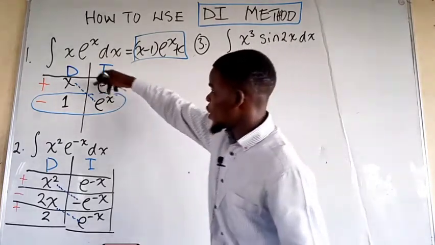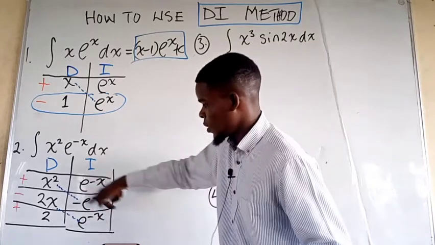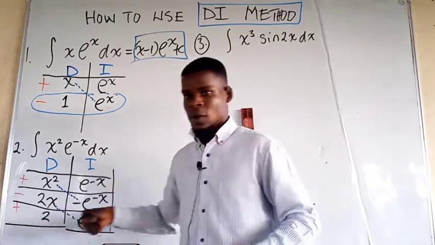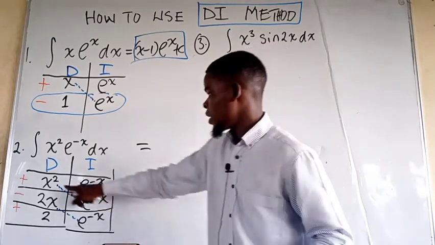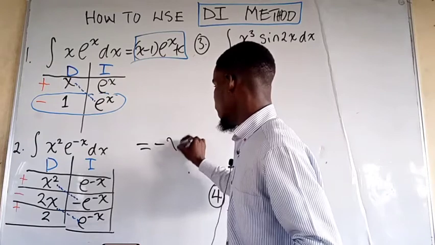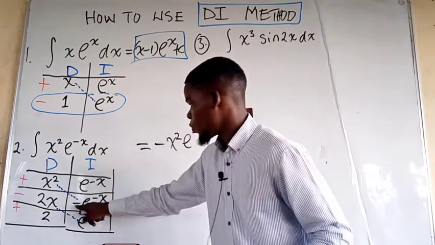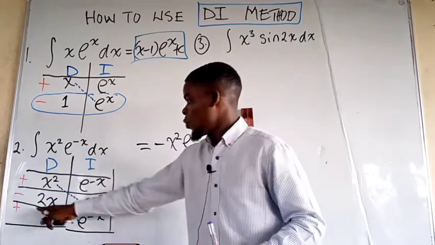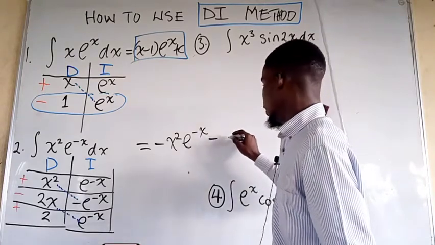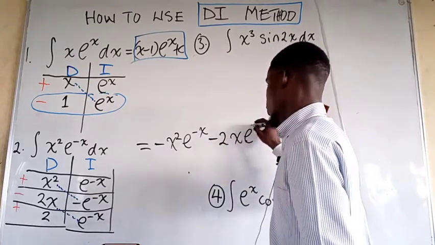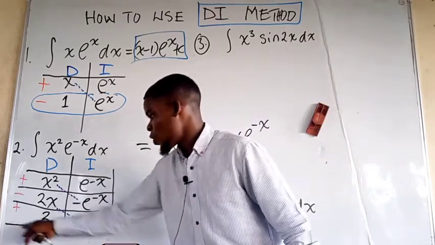Okay? So like we did here, we multiply the diagonal. Here we have about 2 of them. So we do that. Alright? And we multiply the last row, integrating that one. So when you multiply this with that, you're going to have negative x squared, then e to the power of negative x. This negative here is from this one. Here is positive. We multiply negative 2x with e to the power of negative x. We're going to have negative 2x e to the power of negative x. Remember, multiply the diagonals. Then multiply the last row and integrate it.